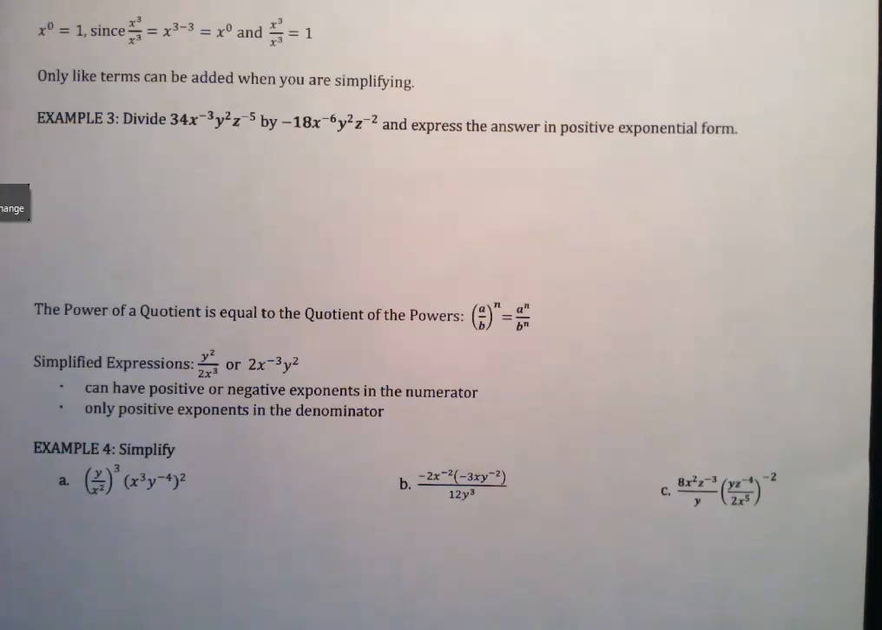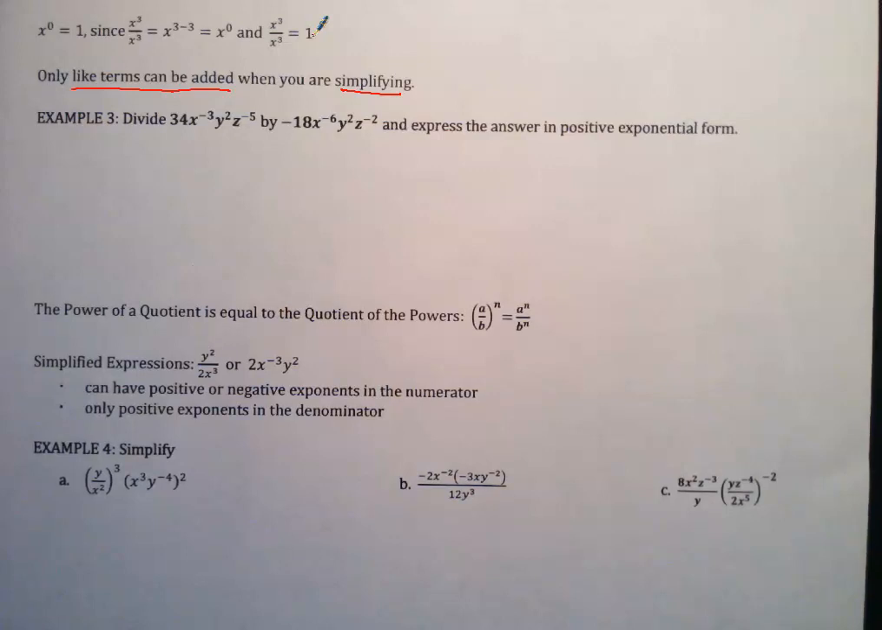Okay, so let's remind you, only like terms can be added when you are simplifying. Now, the other reminder up here says x to the power of 0 is equal to 1, always. And it's showing you that x cubed divided by x cubed is equal to x to the 3rd power minus 3, which is x to the 0 power. So x to the 3rd divided by x to the 3rd equals 1, because they all cancel.